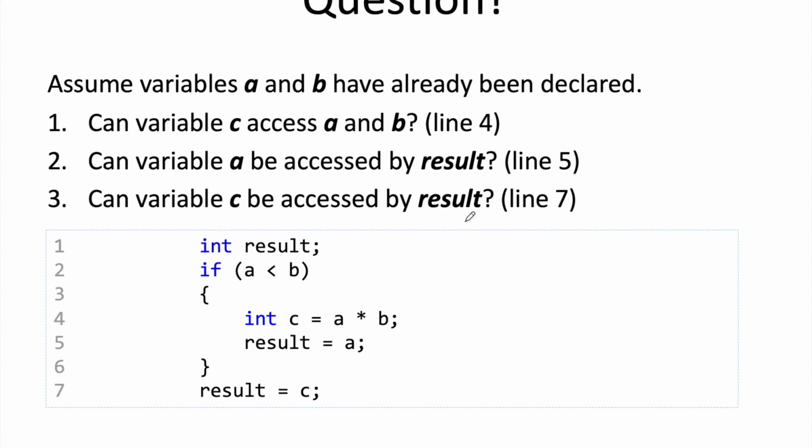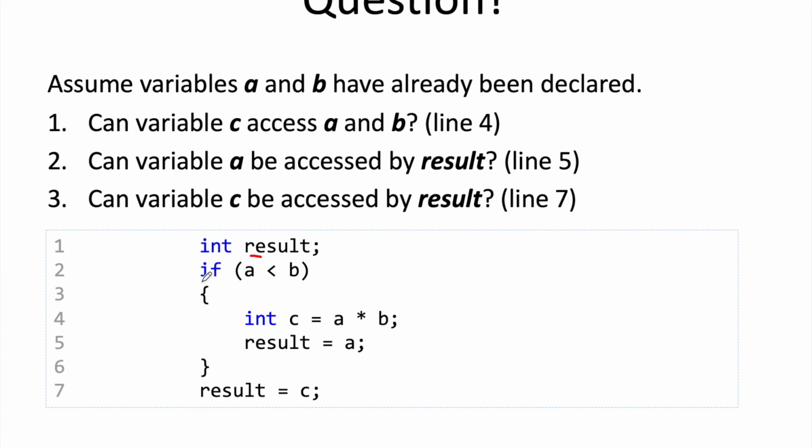Let's check if we understand. Assume variables A and B have already been declared. Can variable B access A and B? So which one is local? Which one is more global? Which one is like an outer? You can see the result, right?